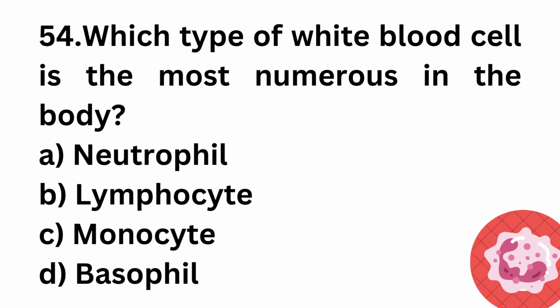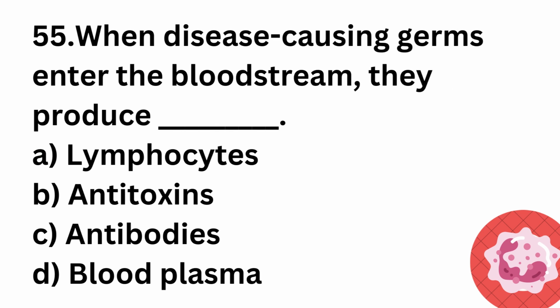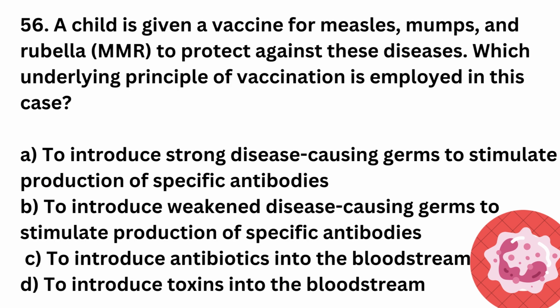Which type of white blood cell is the most numerous in the body? Neutrophil, lymphocyte, monocyte, basophil. You all know white blood cells are of many types. So out of that, which one is most numerous? Option A, neutrophil is the most numerous. When disease-causing germs enter the bloodstream, they produce lymphocyte, antitoxin, or antibodies, or blood plasma. Answer is antitoxins.